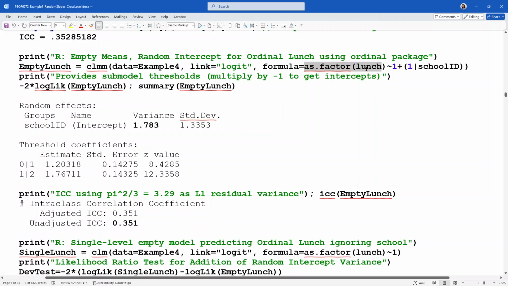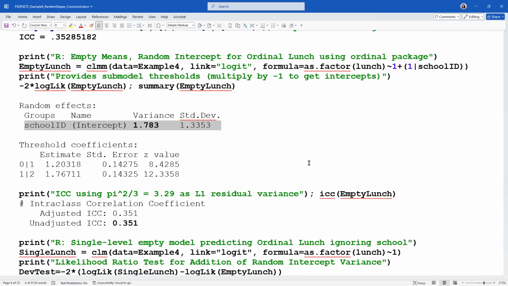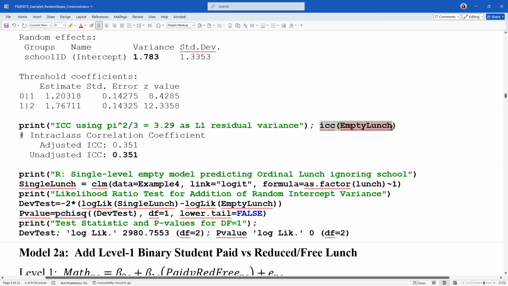It insists that lunch as an outcome is a factor variable. It wasn't in my data set, so I turned it into one temporarily. And then you end up with an estimated random intercept variance only in your model for the variance, because at level 1, it's 3.29, because we're in logits. So using 3.29 as level 1, you can still use the same ICC function, and the intraclass correlation for lunch is 0.35. So even bigger. So 35% of the variance in lunch status depends on what school you go to.